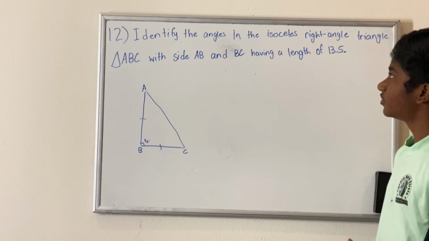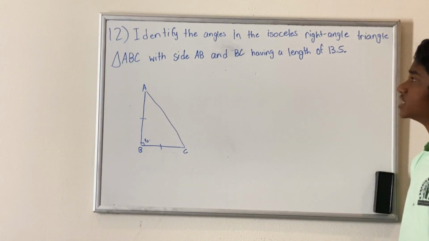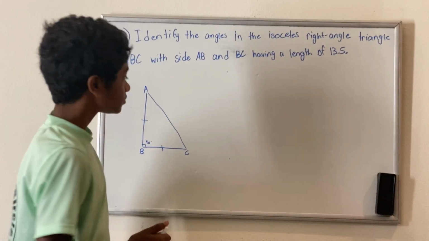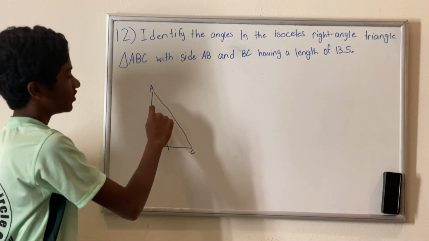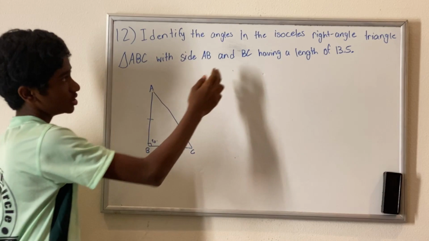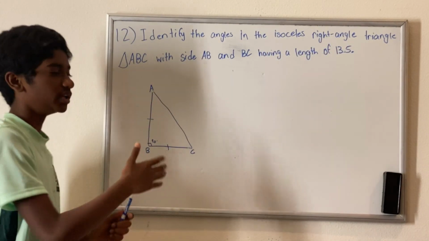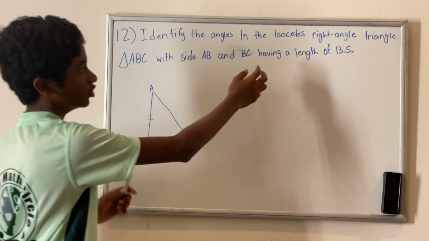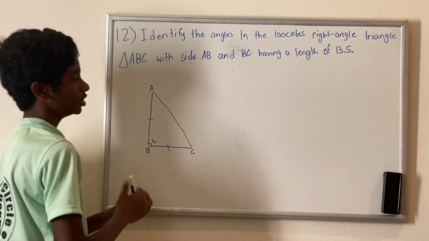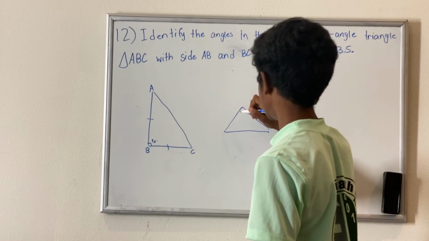Problem number 12. Identify the angles in the isosceles right angle triangle ABC with side AB and side BC having a length of 13.5. So the problem tells us to identify the angles A and angle C. And since it's an isosceles right angle triangle, let's try to identify the isosceles part of the isosceles right angle triangle. So if we flip the triangle over, we will result in this model.